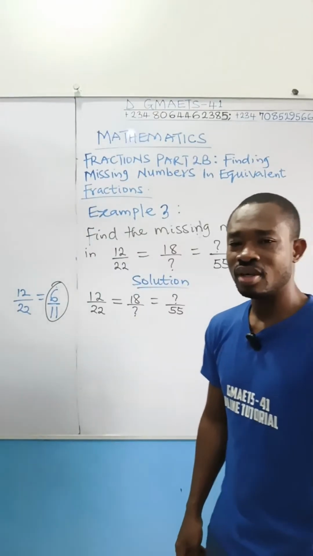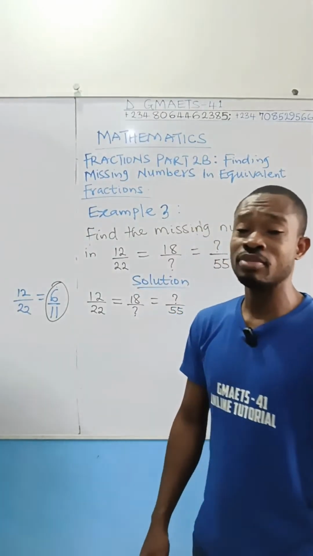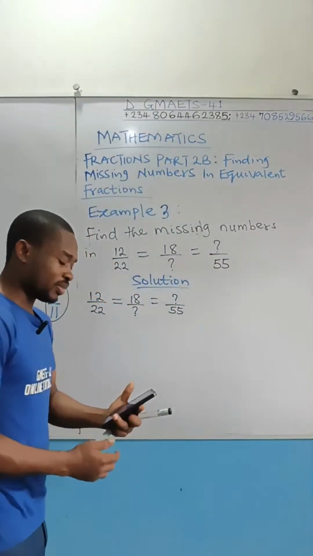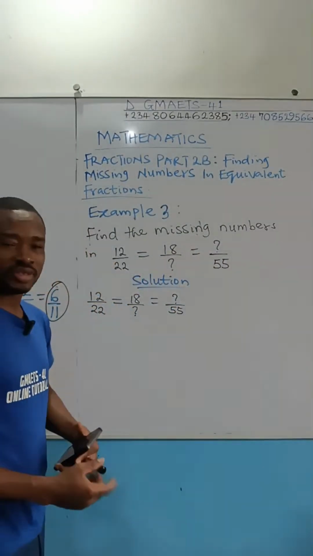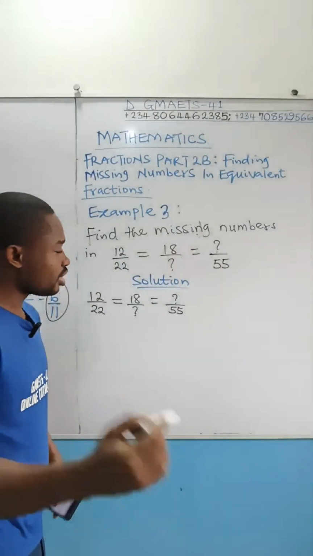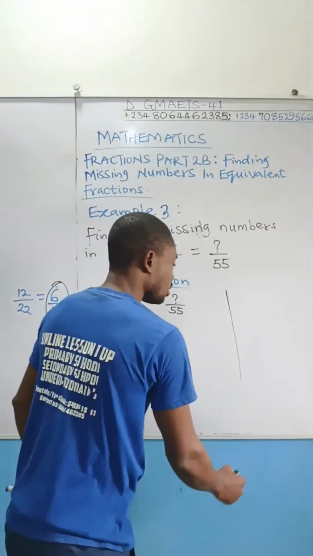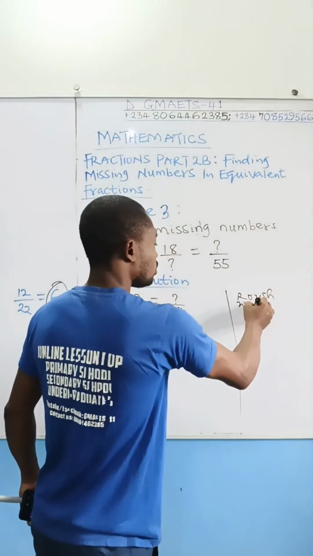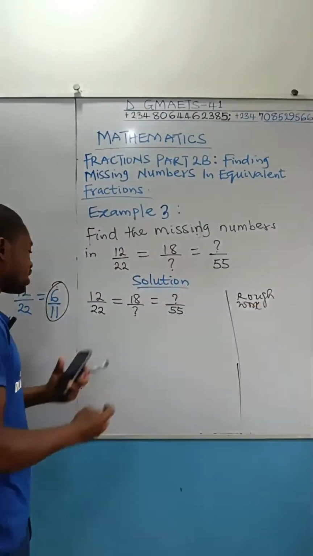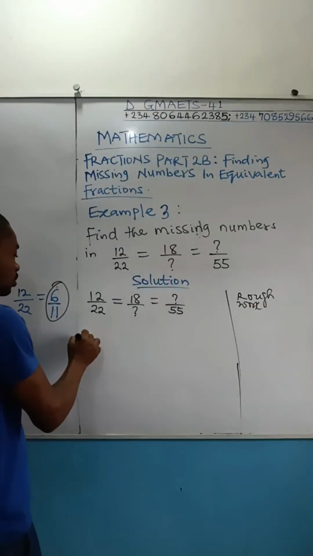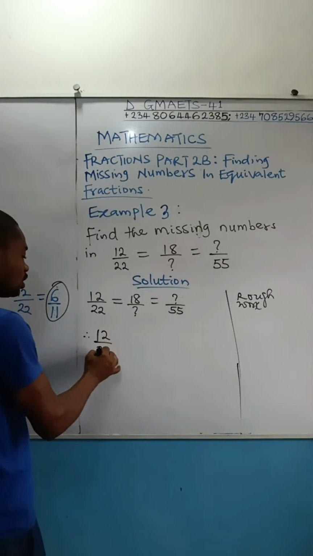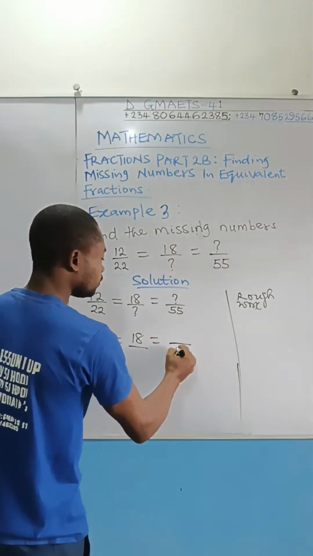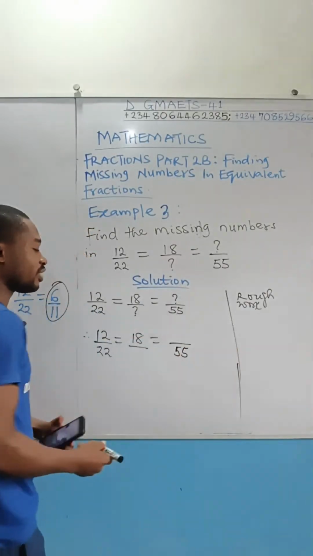I'm going to be using the cross multiplication and dividing both sides method. I'll be fast in that because this is something you already have knowledge of. I've taught simple equation already. Make sure you follow up with our classes. Rough work. So let's be very fast as we get our result. This is 12 over 22 equal to 18 over blank space equal to blank space over 55. Let's solve and get our answers.